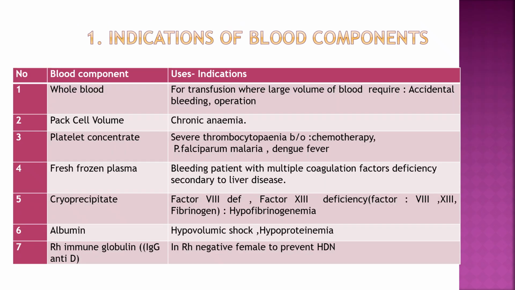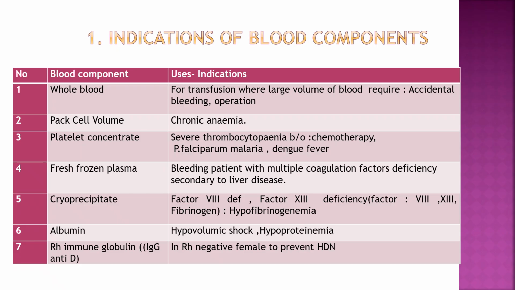Indications of blood components: whole blood for transfusion where a large volume of blood is required, like accidental bleeding or operation. Packed cells for chronic anemia. Platelet concentrate for severe thrombocytopenia because of chemotherapy, and also in falciparum malaria and dengue fever.